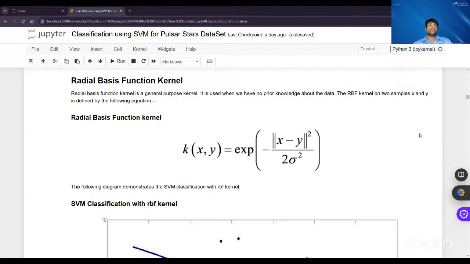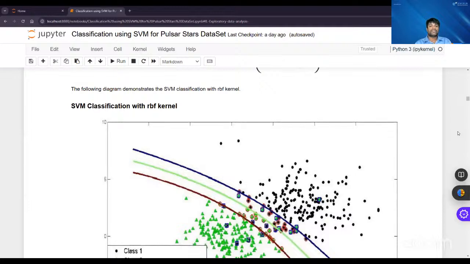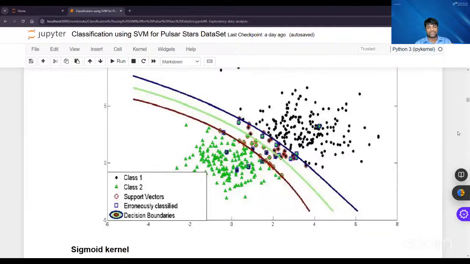You need not memorize any formulas. You just have to understand that there is something called a radial basis function, which is based upon the normal distribution. This is how the classification happens when it comes to the radial basis. This is how it builds on the data points, and you can see the hyperplane and the support vectors. This is how the classification will be done.